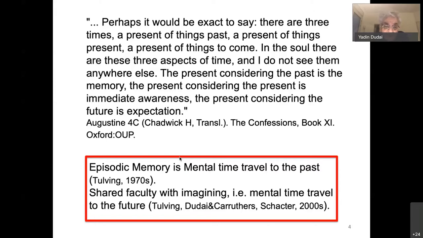And it is a shared faculty. In fact, it shares brain structures with imagining, with mental time travel to the future. So here you have a sort of a modern view of the exact things that Augustine said at the 4th century AD. And the present considering the past is the memory. The present considering the present is immediate awareness. And the present considering the future is expectation. So it's mental time present to the past, mental time present to the future, and something that we experience at present. And my question is, what is this that we experience at present?